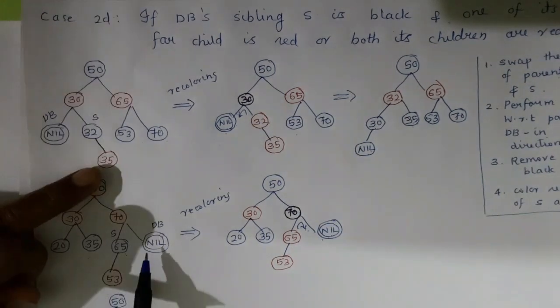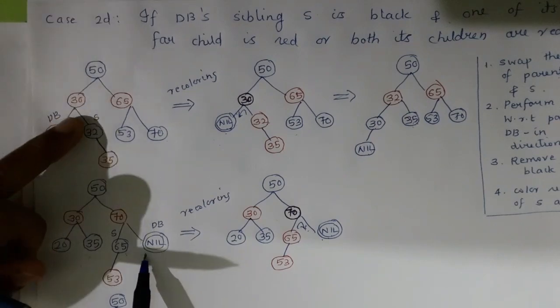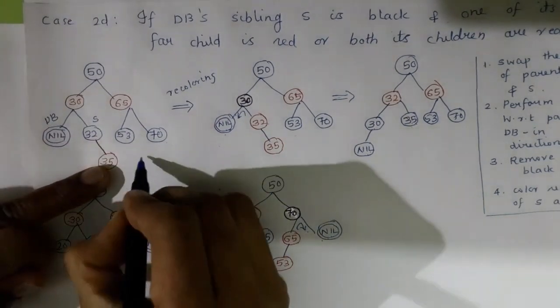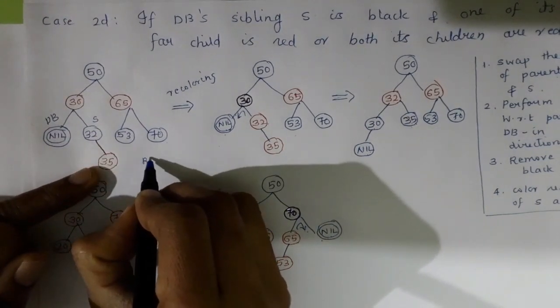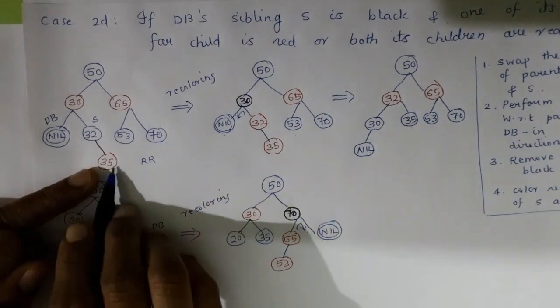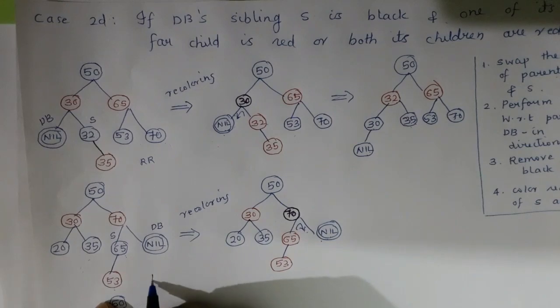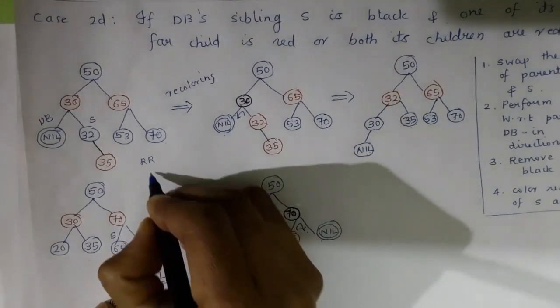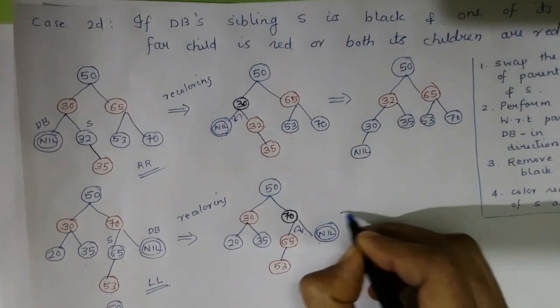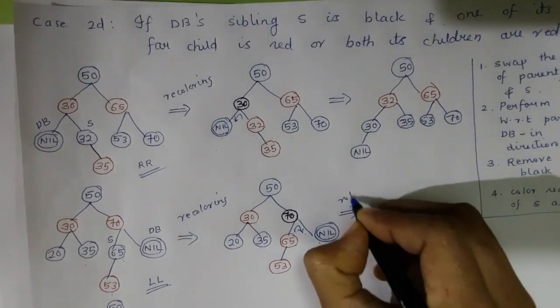Here the sibling and its child are on the right side. Both the sibling and the right node are on the right side. That is the RR case. Here both the sibling and its left child are on the left side, so it is the LL case. So next, perform rotation.